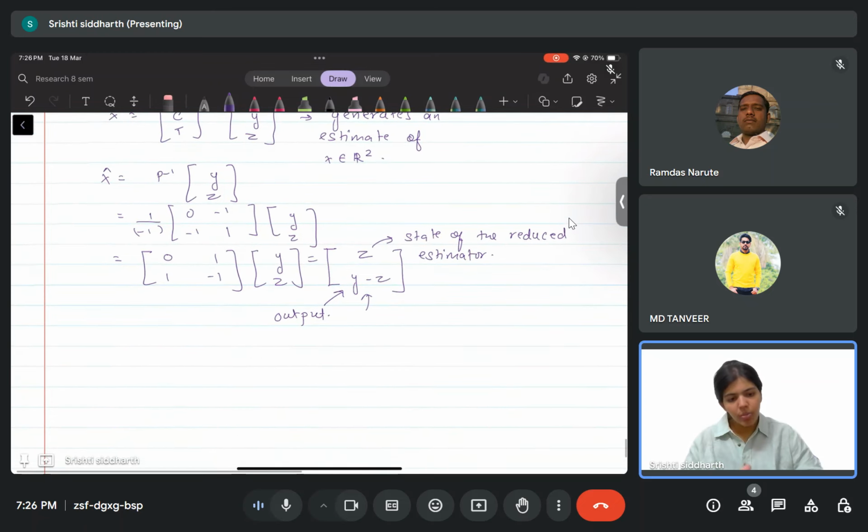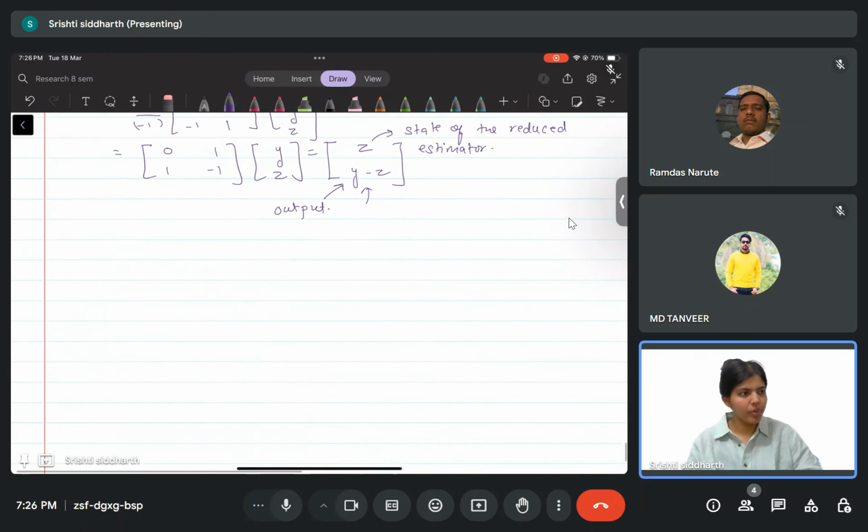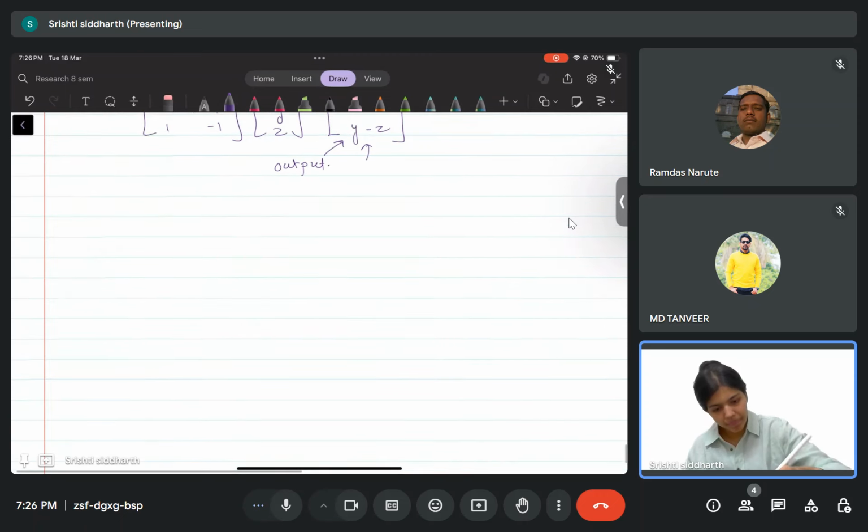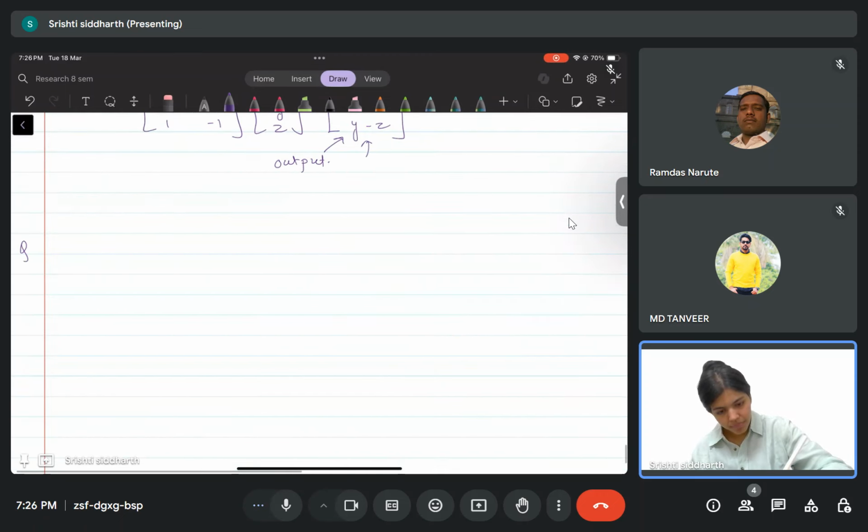Alright, so I hope that this question is clear to you. Now let's move on to the last question of the day. This is simply: determine the observable canonical form.